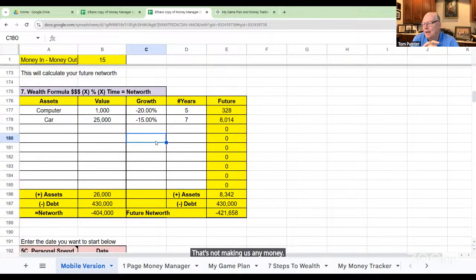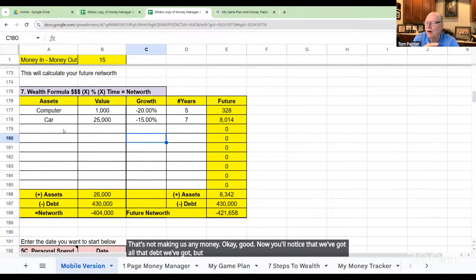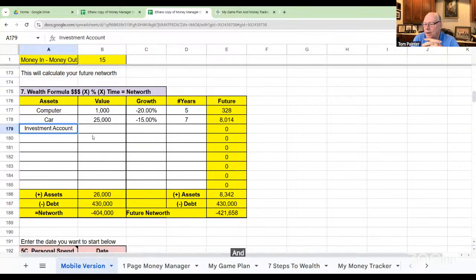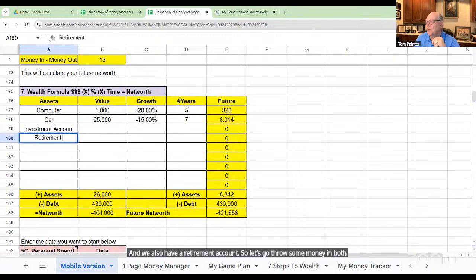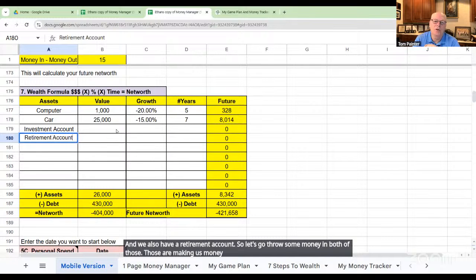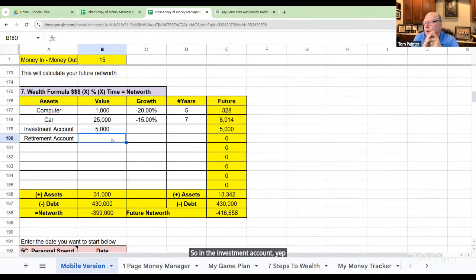That's not making us any money. Okay, good. Now you'll notice that we've got all that debt, but we've got a computer, we've got a car, we've got some investment accounts, Ethan. So let's go from above, you can see we had some investment accounts. We've got an investment account and we also have a retirement account. So let's throw some money in both of those. Those are making us money. Those are income producing assets. Those are appreciating assets. So in the investment account, yep, that's been going up about 9% a year.